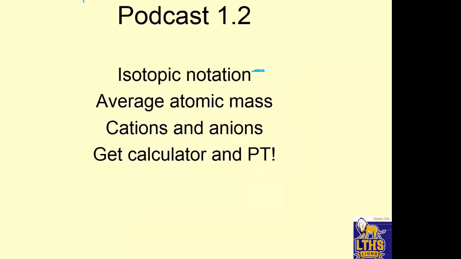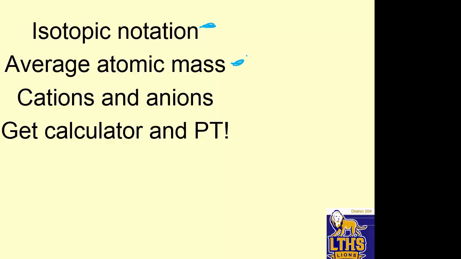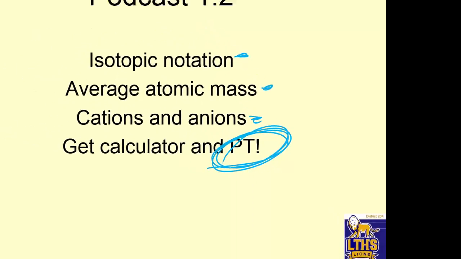Podcast 1.2, where we're going to talk about isotopic notation, average atomic mass, cations and anions, and make sure you get a calculator and a periodic table. So hopefully you got one of those in class. If not, print it from the Canvas page right now. So let's go ahead and get started.